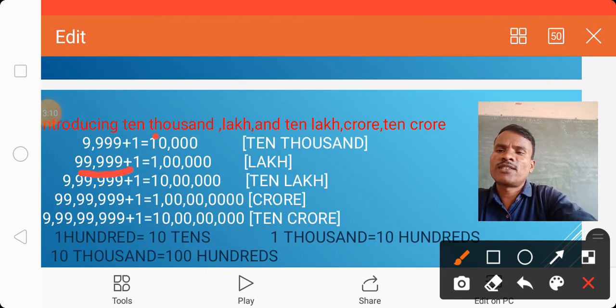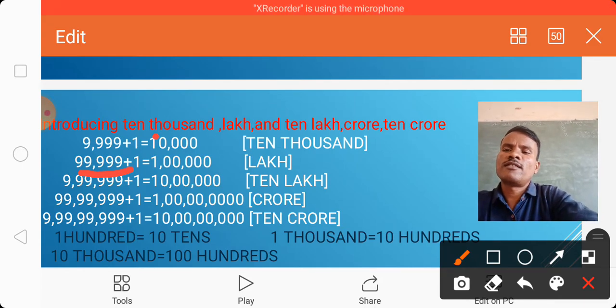Then if you take 99,999 plus 1, that's equal to 1 lakh. Here 99,999 is the greatest 5 digit number. For the greatest 5 digit number, if you add 1, that becomes the smallest 6 digit number, that is 1 lakh. Okay, like this it happens. Here the 6 digit greatest number is 9,99,999, plus 1 gives 10 lakh.